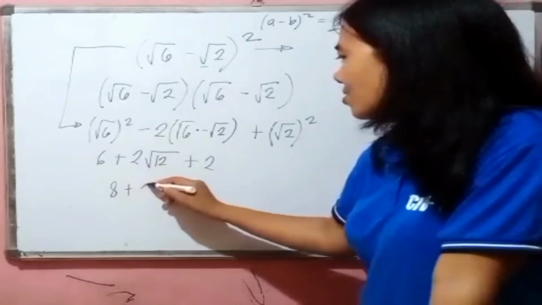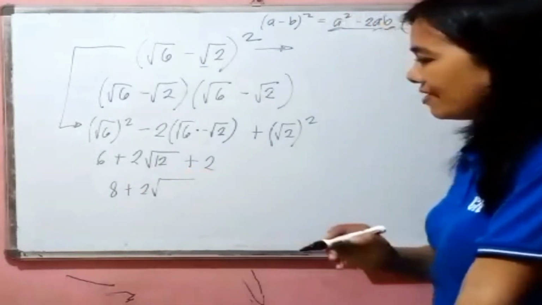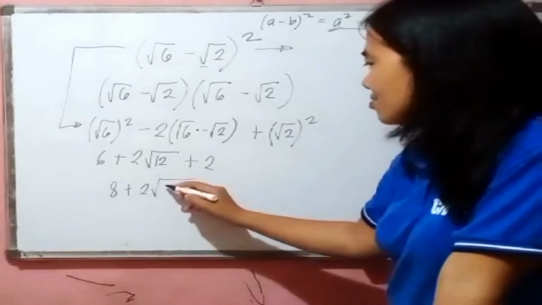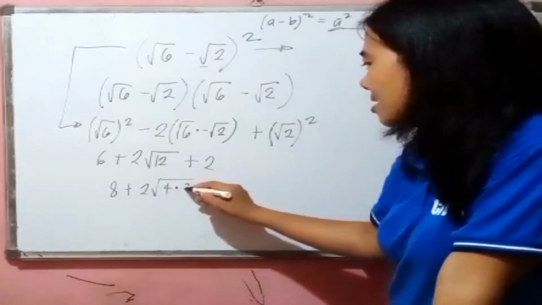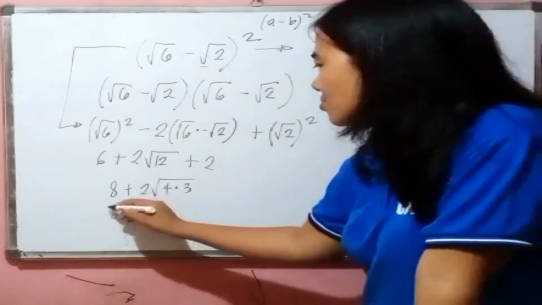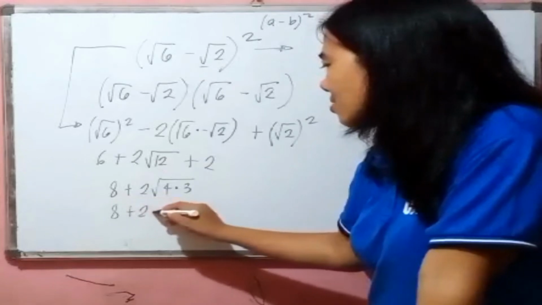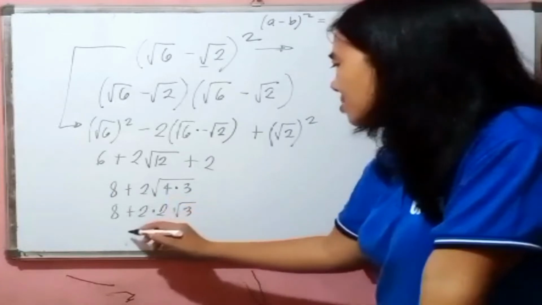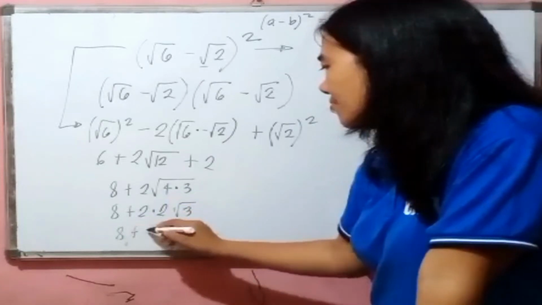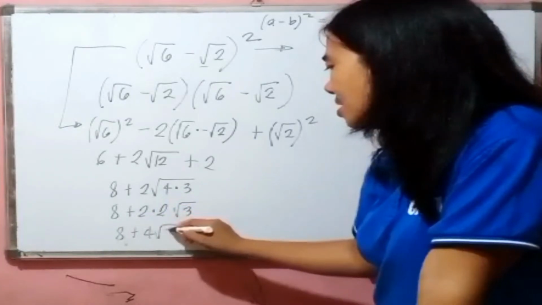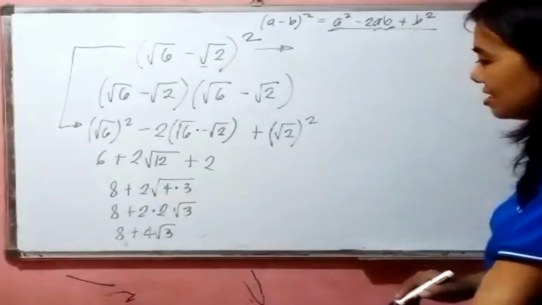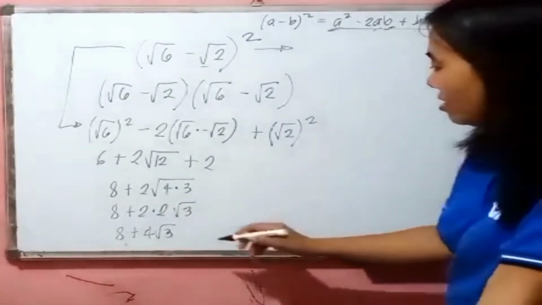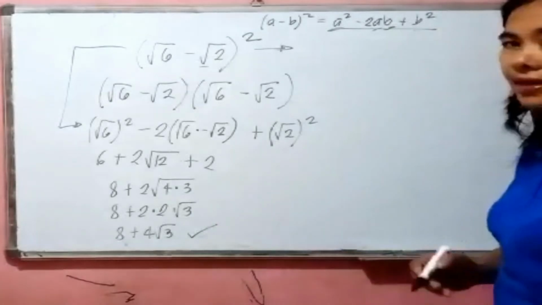Ngayon, yung 12 mo, simplify mo muna. Diba yung 12 is 4 times 3? Okay? So, yung 4 times 3, yung square root ng 4 is 2. Tapos, 2 times 2 is 4. So, yung final na sagot is 8 plus 4 square root of 3. Okay?